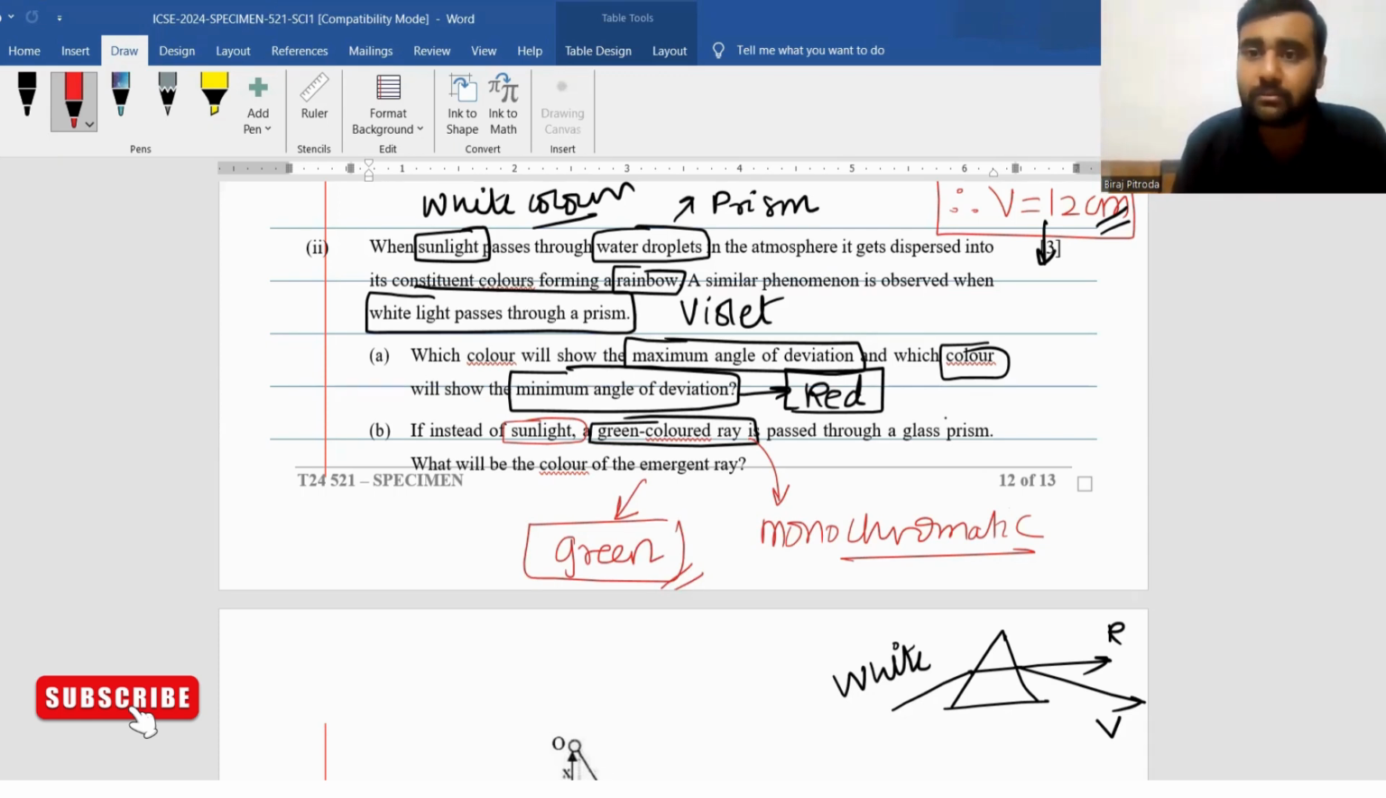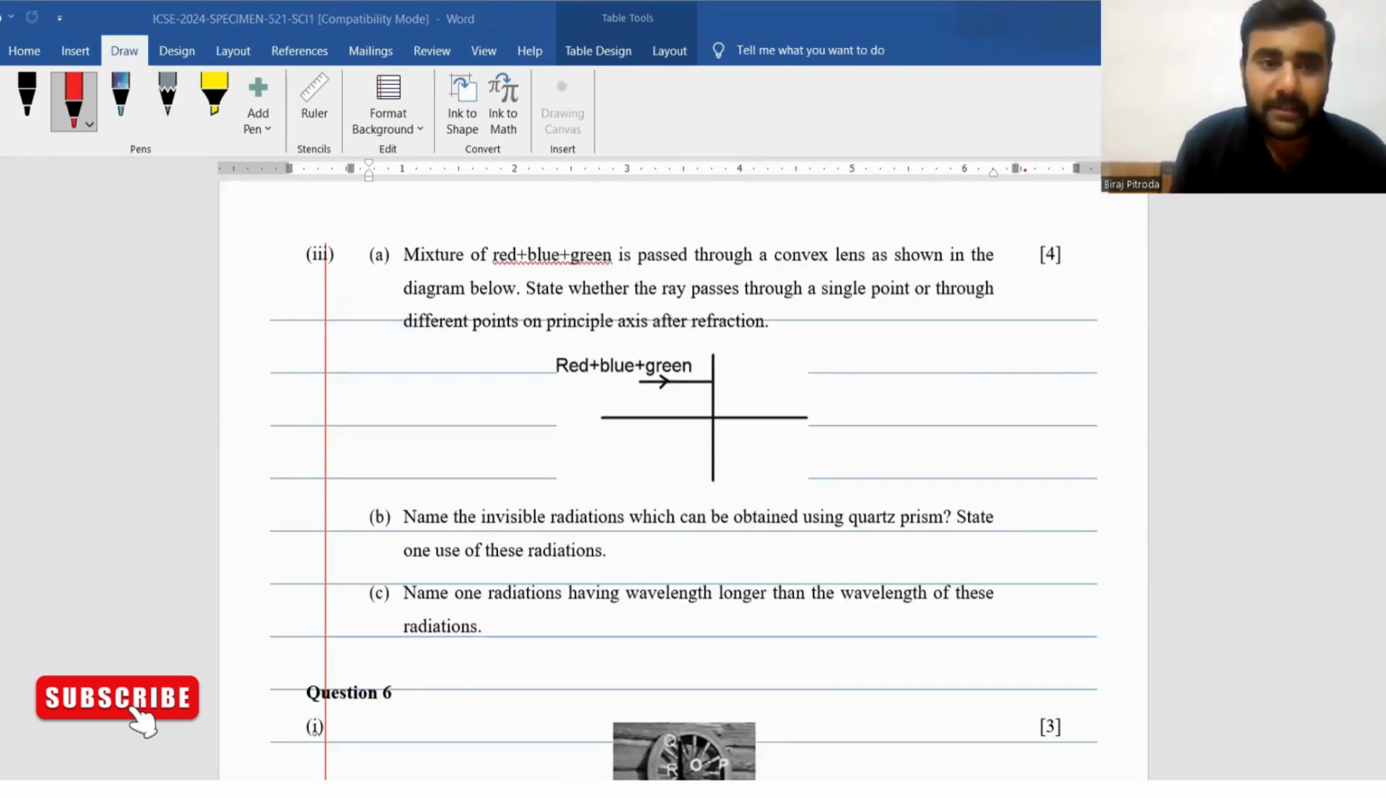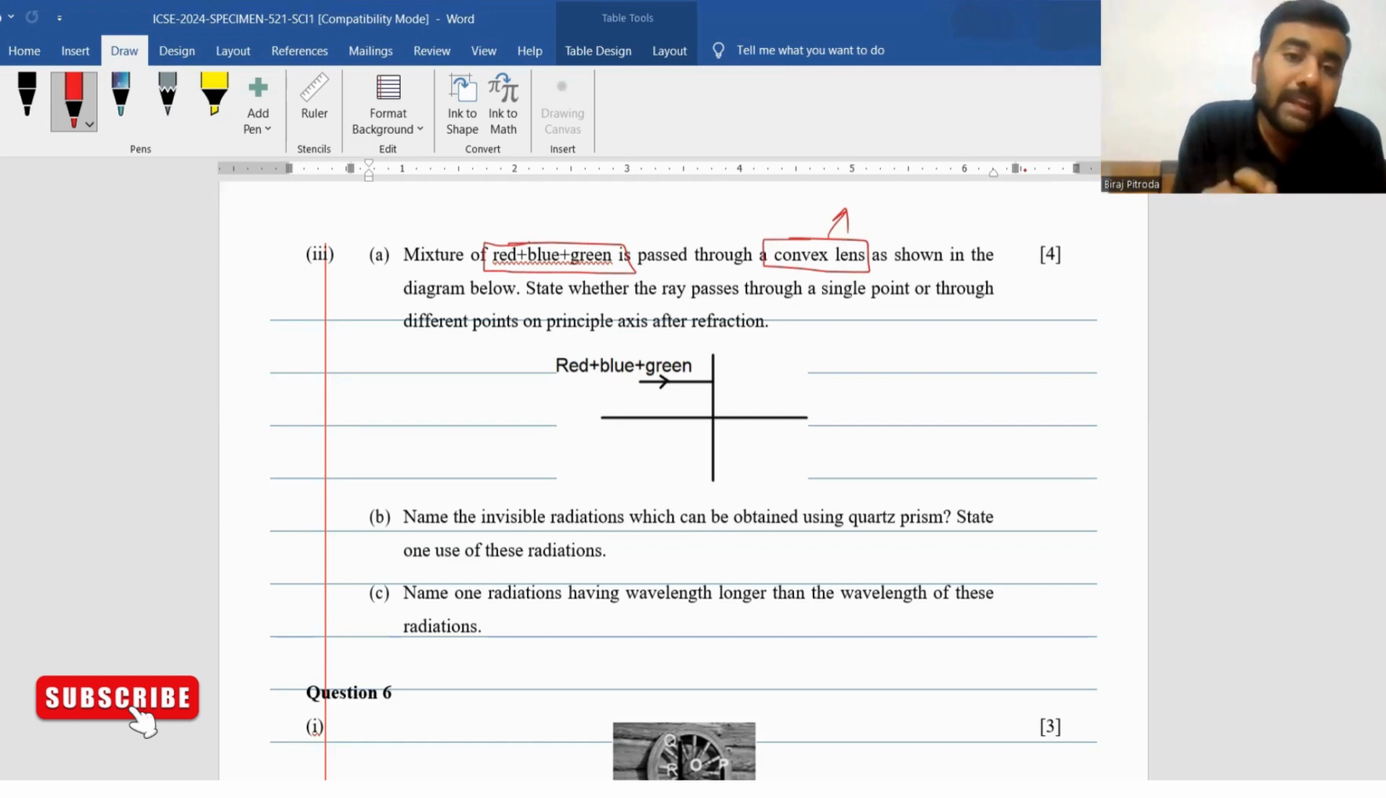Let us move to the next question. So here comes the next question, students. The question is, a mixture of red, blue and green. So there are three colors, red, blue and green, which are passed through a convex lens. A convex lens is a converging lens. State whether the rays will pass through a single point or they will be at different points on the principal axis after refraction. It's very simple.